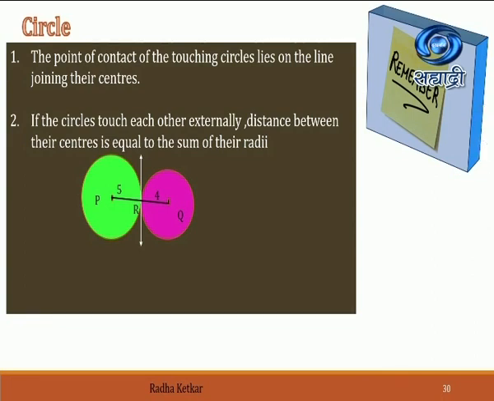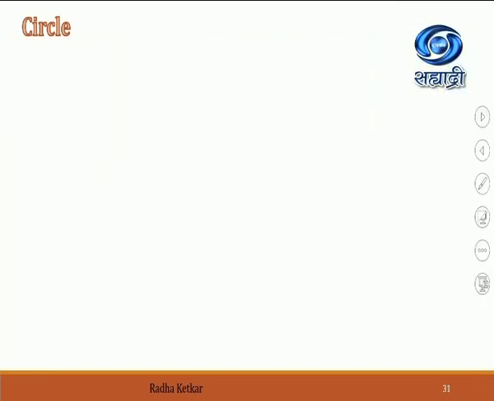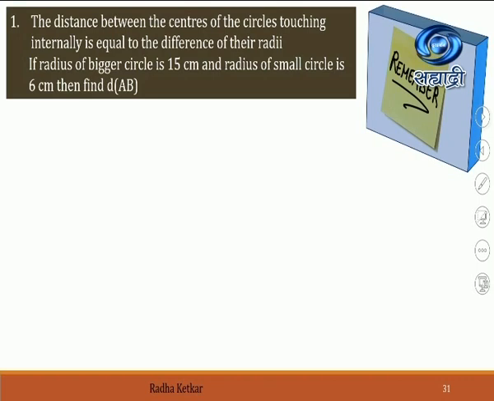So if the circles touch each other externally, the distance between their centers is equal to the sum of their radii. So that's why the answer is 9 centimeters. Let us go for the next example. The distance between the centers of circles touching internally is equal to the difference of their radii. For externally touching circles, it was the addition of the radii, and when these are internally touching circles, it is going to be the difference of the radii.